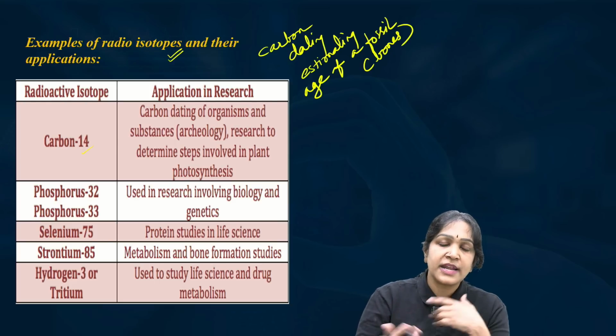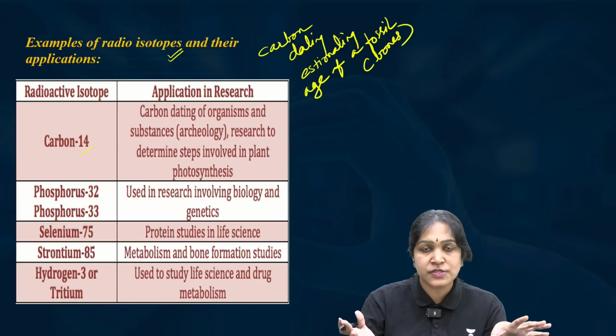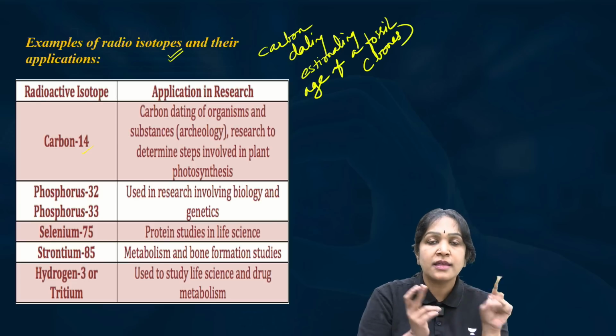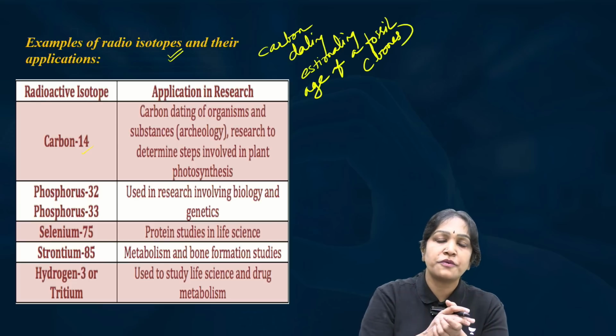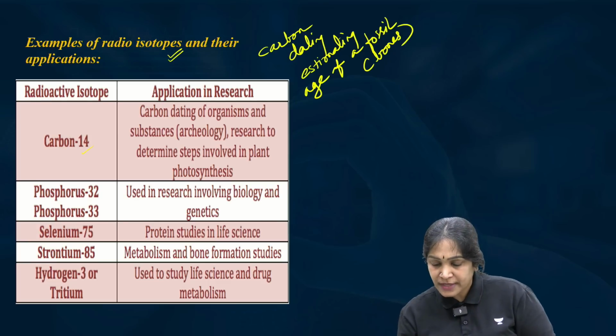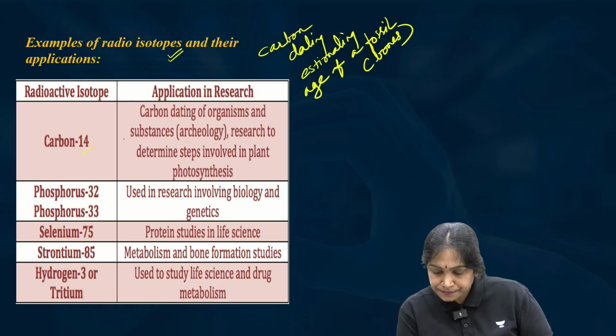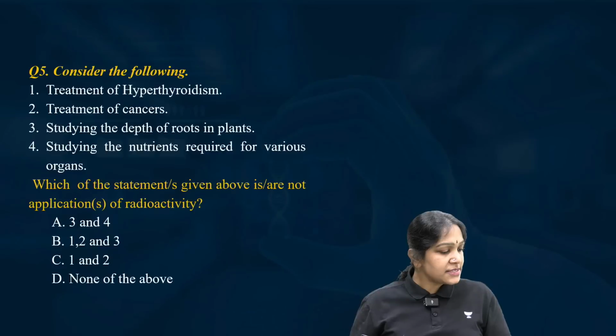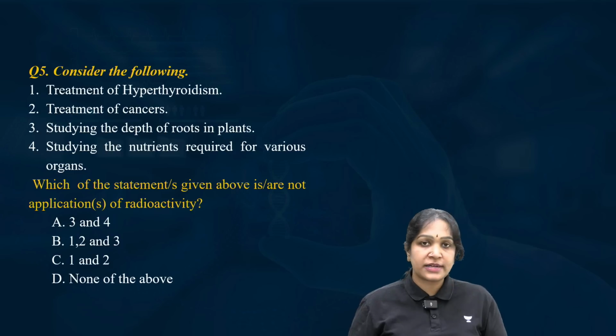For prelims, the radiocarbon dating mechanism is not needed, but you can just remember the point that radiocarbon is used in carbon dating, that is to estimate the age of a specimen. In archaeology, we use it. Is it clear? In archaeology, we use it. Clear? So these are the various applications of radioactivity.